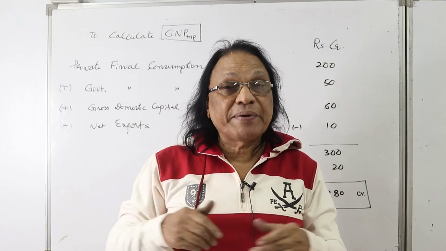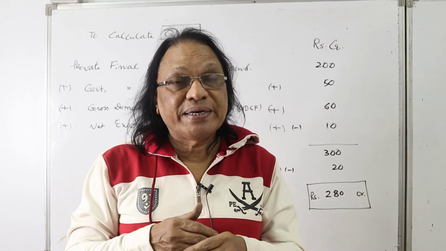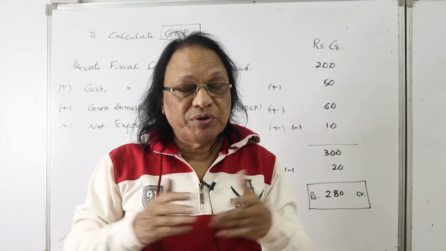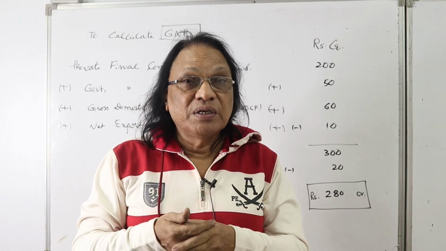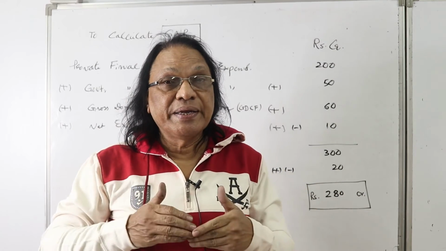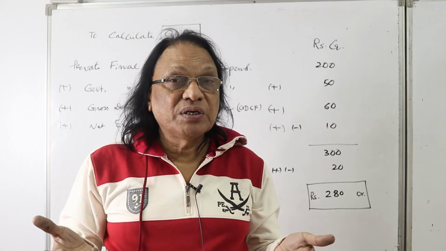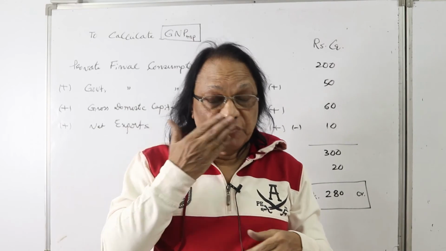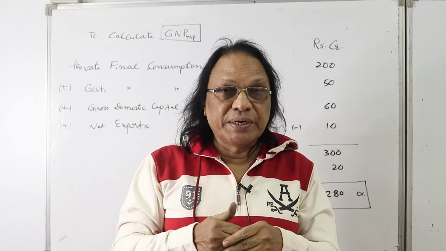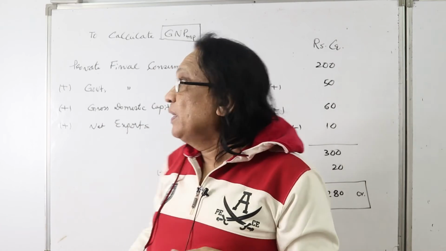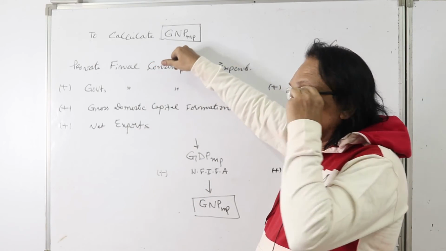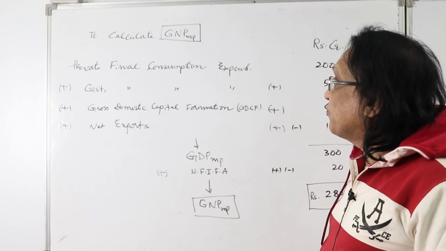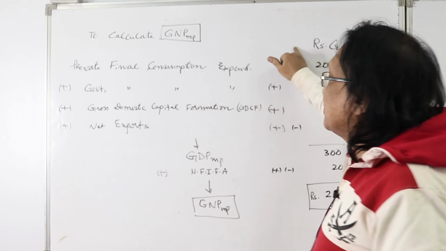From GDP at market price, you can find out anything you like. If you subtract NIT, you get GDP at factor cost. If you subtract depreciation, NDP at factor cost. If you add NFIA, net factor income from abroad, you get national income. So let's see here, in our sum they are asking you to calculate GNP at market price. So let's first put the values here by the expenditure method.